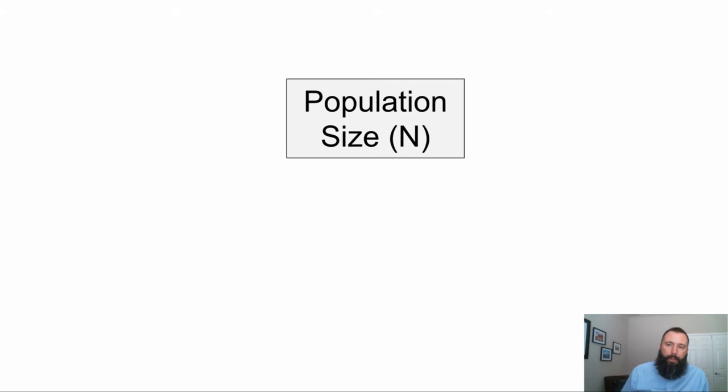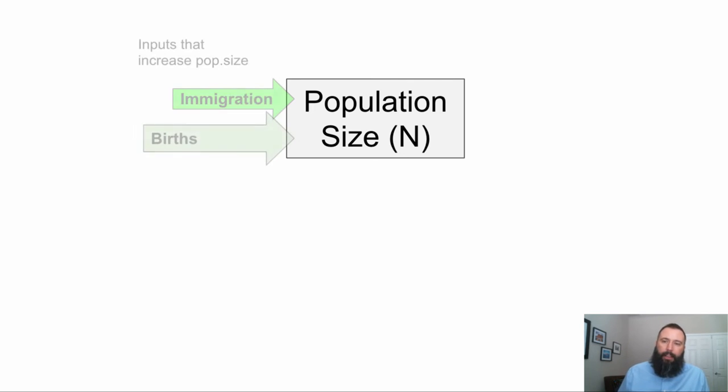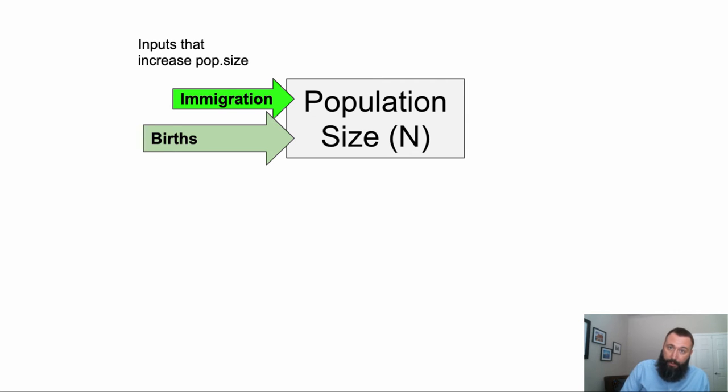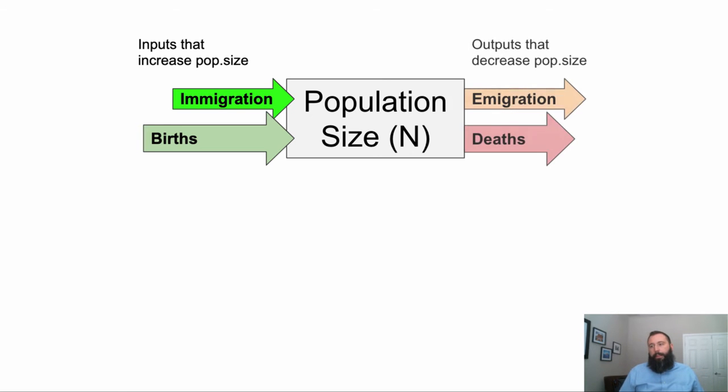So what determines a population size? Well, the inputs and the outputs. What can input into a population? Individuals that are immigrating into the area, and births will increase population size. But there are also some factors that can decrease population size too. That's going to be emigration, movement away from an area, and deaths.